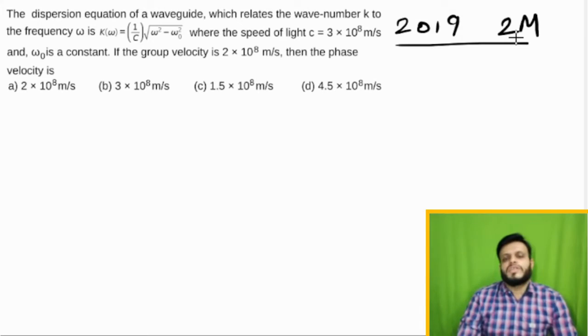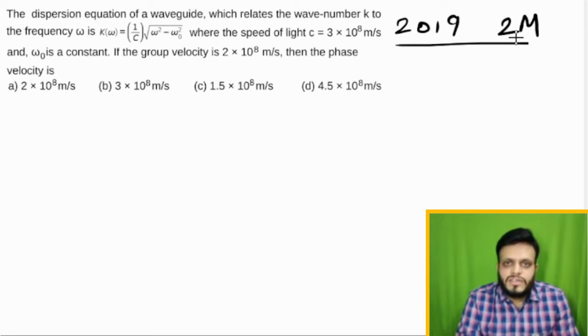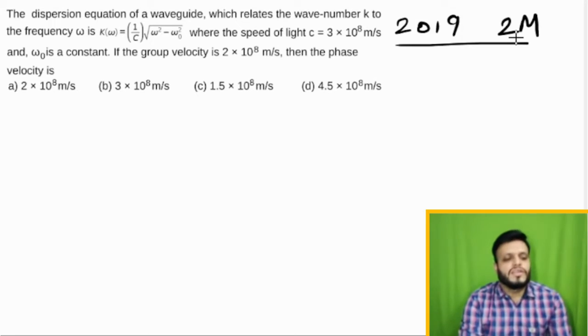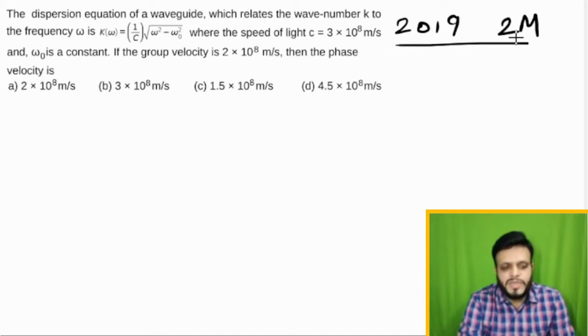After reading the question, we can say that the examiner has given us the group velocity, the velocity of light, which is a universal constant, and the expression for the wave number, and he wants us to find the phase velocity. So let us first think about what the concepts behind this question are. While reading the question, you might wonder what group velocity is, what phase velocity is, and what the wave number is. Let us discuss these things one by one.